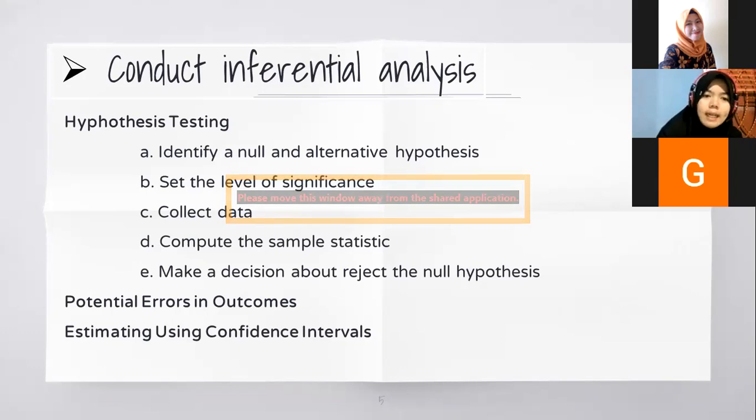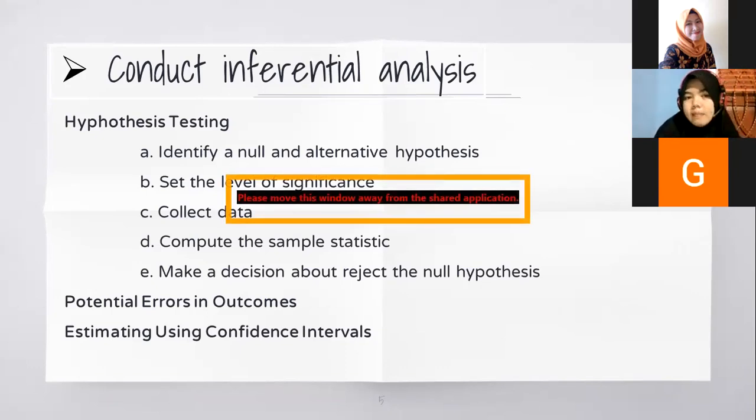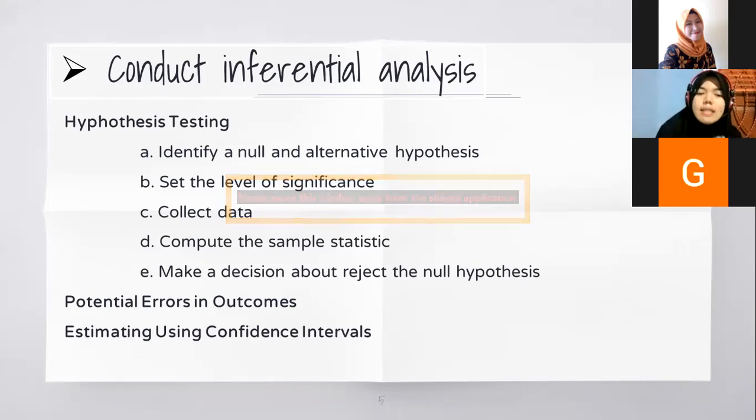And actually there are three important points in inferential analysis. The first one is hypothesizing, and there are 5 steps in it. The first one is identify a null and alternative hypothesis. A null hypothesis is that there is no difference between two things. It is the definition of a null hypothesis. And an alternative hypothesis is that there is a difference between two things.